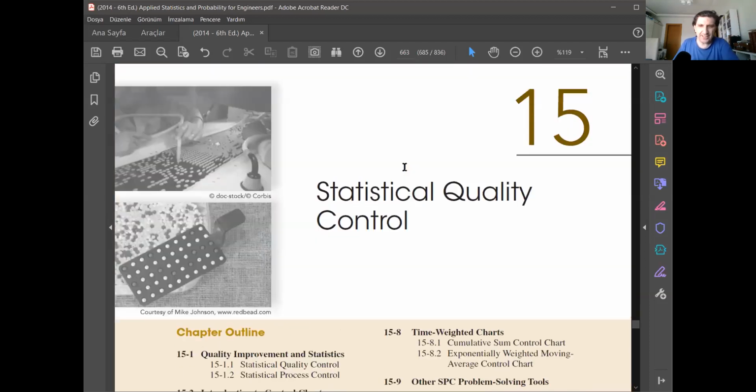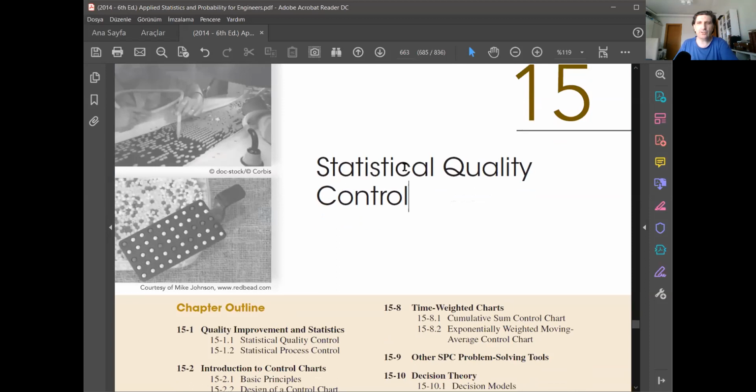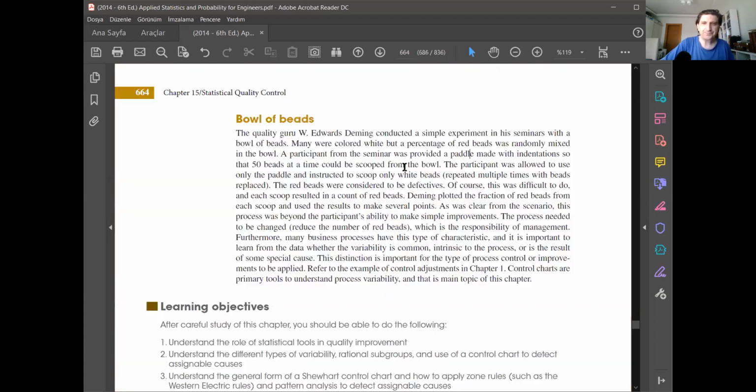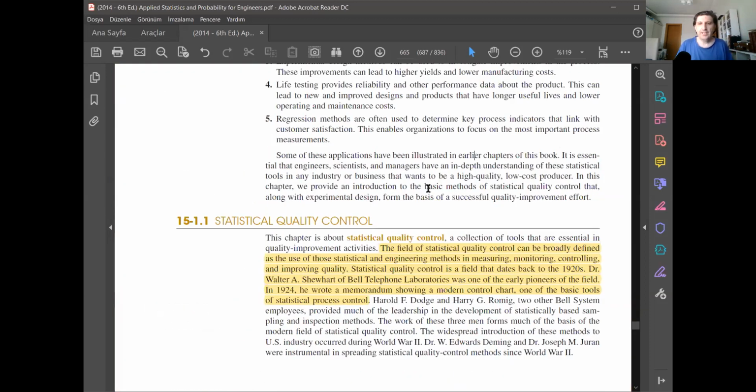In a nutshell, statistical quality control is a field that can be broadly defined as the use of statistical and engineering methods in measuring, monitoring, controlling, and improving quality. That's why it's also called quality control. It's a field that dates back to the 1920s. Dr. Walter Shewhart of Bell Telephone Laboratories was one of the early pioneers of the field.